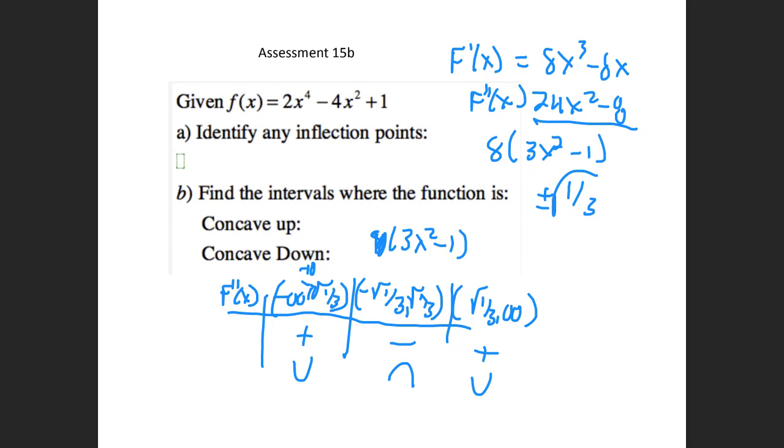Inflection points: I've got an inflection point at x equals negative square root of 1/3. I also have one at x equals positive square root of 1/3. Where's it concave up? From negative infinity to negative square root of 1/3, and from square root of 1/3 to infinity. Where's it concave down? Negative square root of 1/3 to positive square root of 1/3. That is it. But if you don't take the derivative correctly, it's not going to work out.